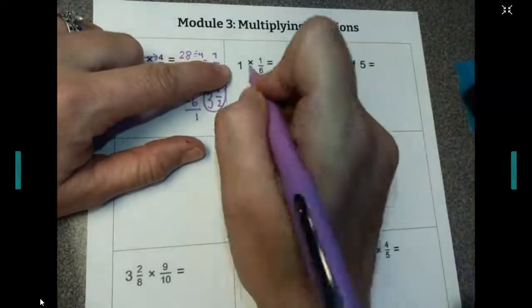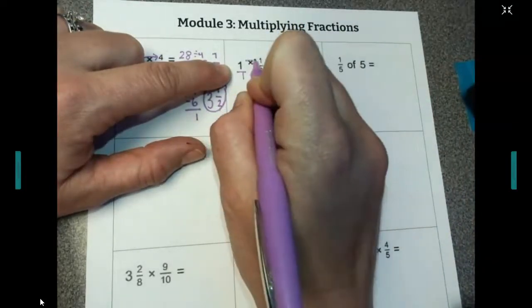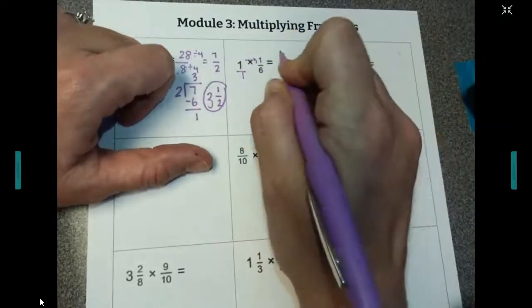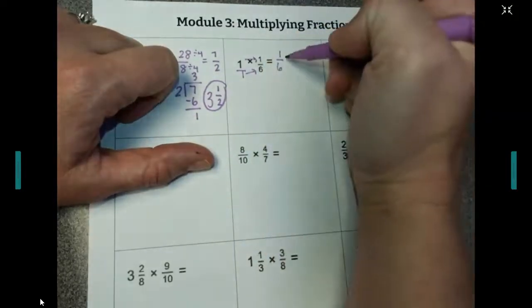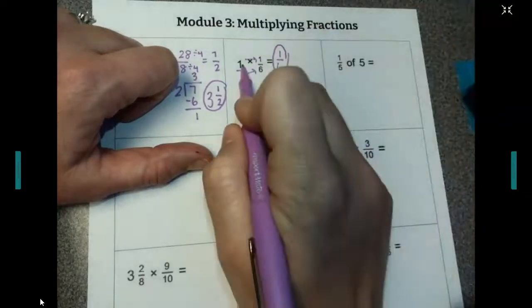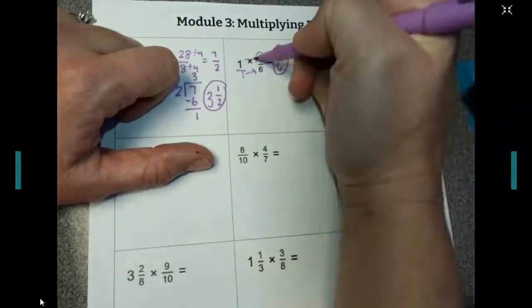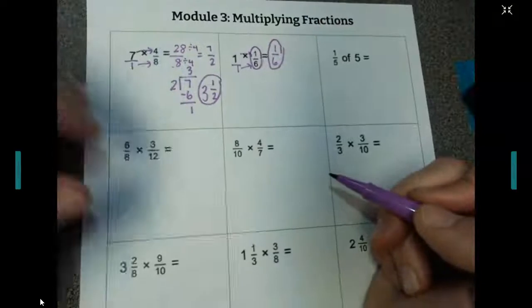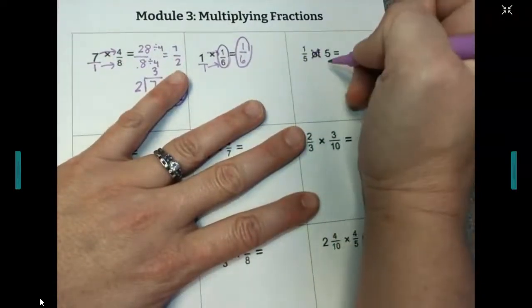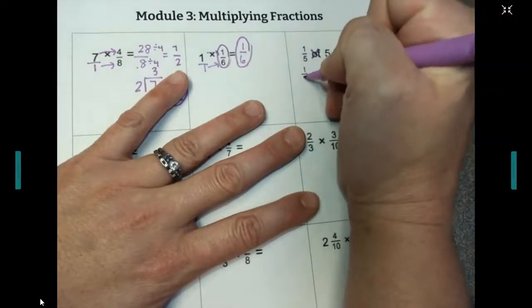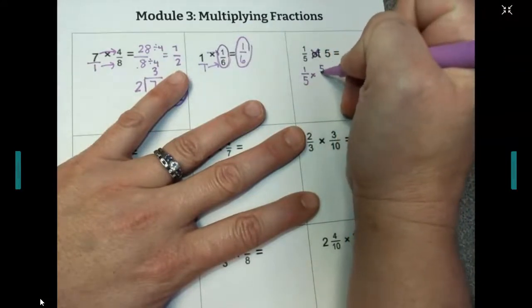We have a whole number, so we've changed it to a fraction. 1 times 1 is 1. 1 times 6 is 6. So we get an answer of 1/6. Okay, anything times 1 is going to be the number, though, just like it is. The word of means multiplication. We have to put a 1 underneath the 5. I'm going to rewrite this so it looks a little nicer.